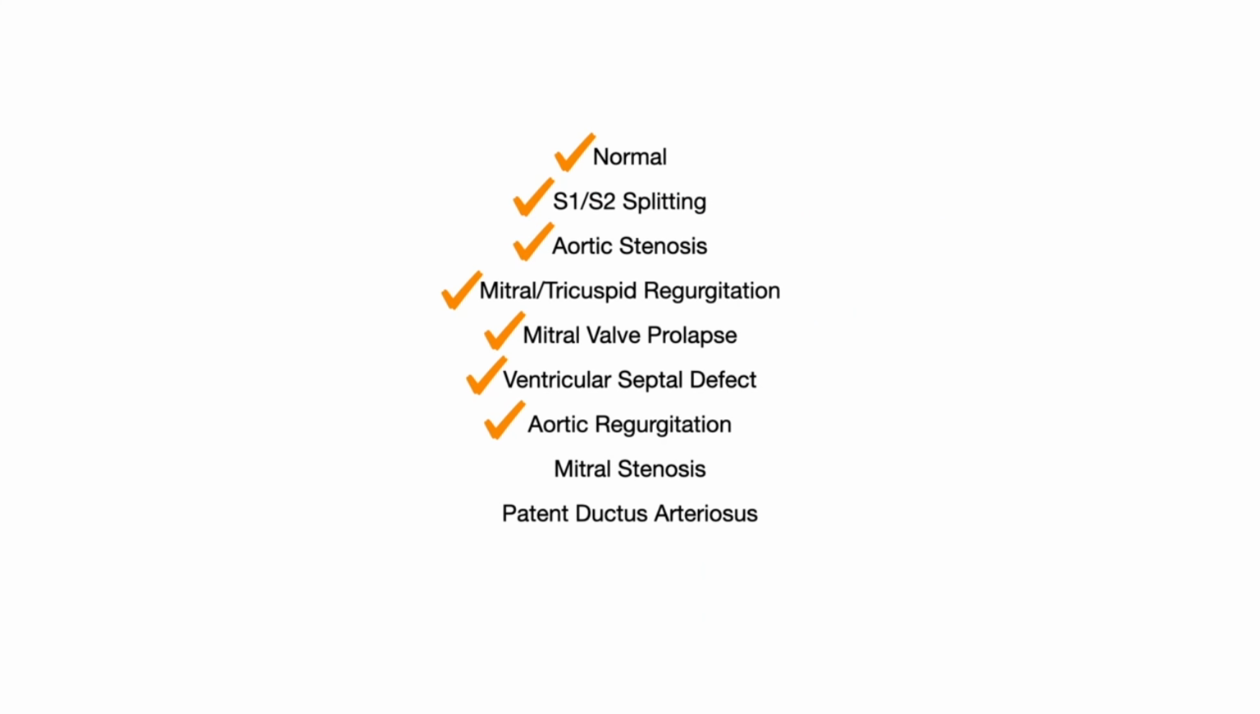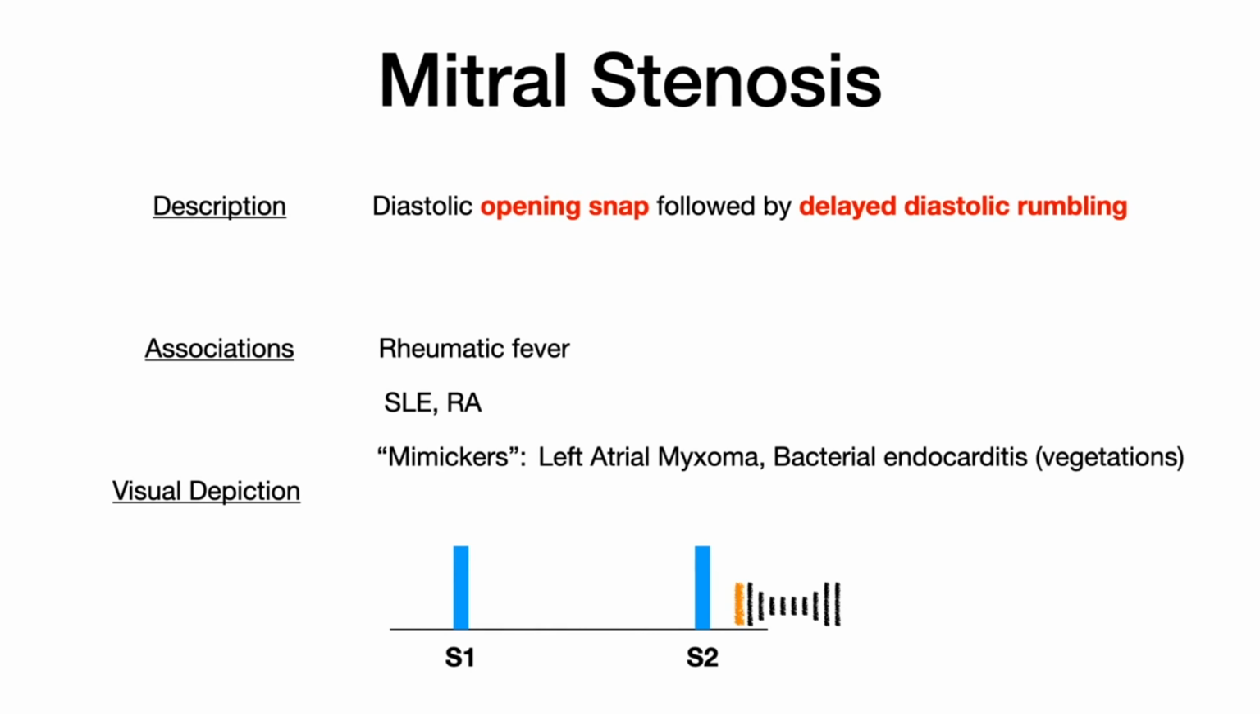So here's where we are. You guys are doing amazing, great progress. There's really only one more murmur to learn, and that's mitral stenosis, because patent ductus arteriosus is pretty easy. So I only need your attention for a little while longer. Mitral stenosis is referred to as a diastolic opening snap, which is followed by a delayed diastolic rumbling.